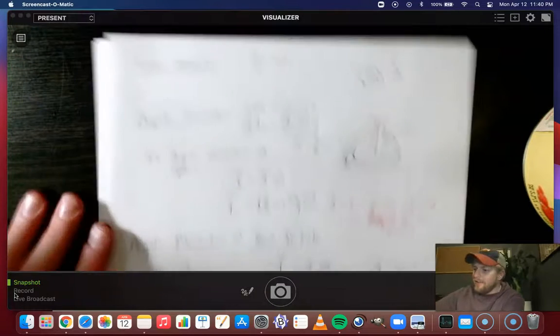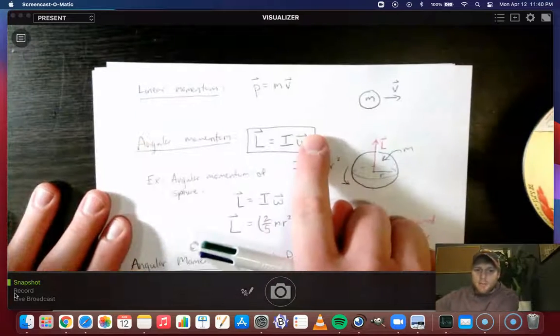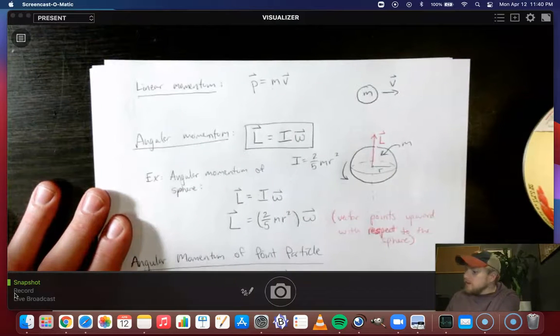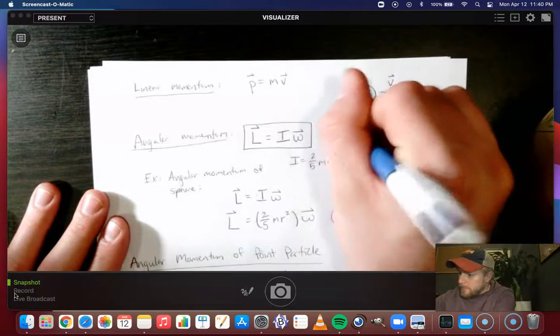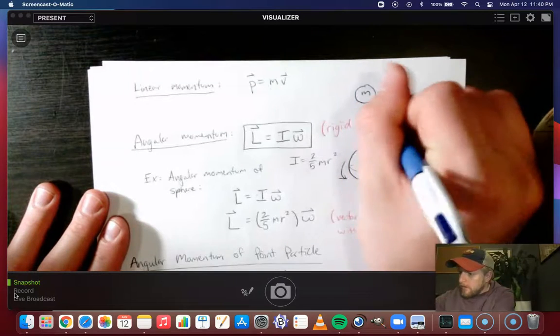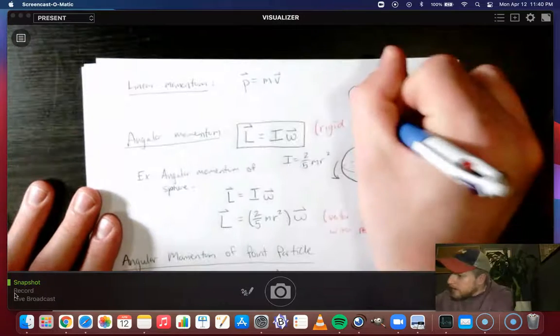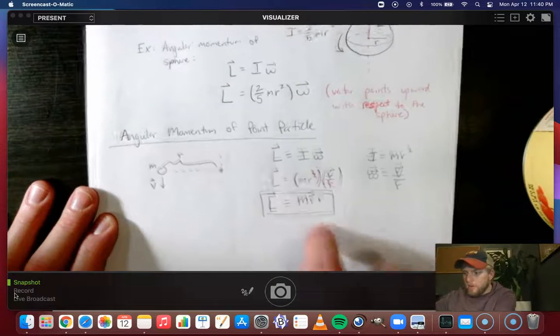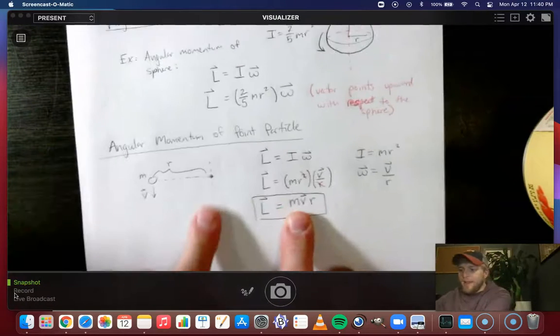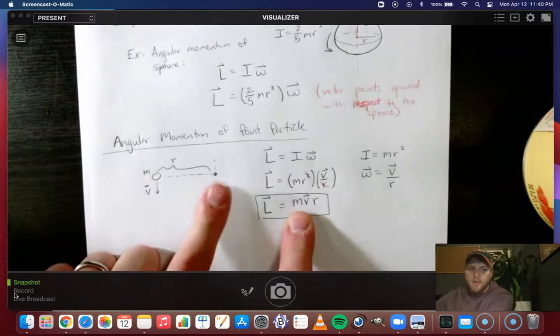I should go back and clarify. This is the angular momentum of a rigid object. So I'll put that in parentheses. Whereas, oops, that should say object. And then this definition is for a point particle. It has a mass, a velocity, and is at a distance away from some rotation point.